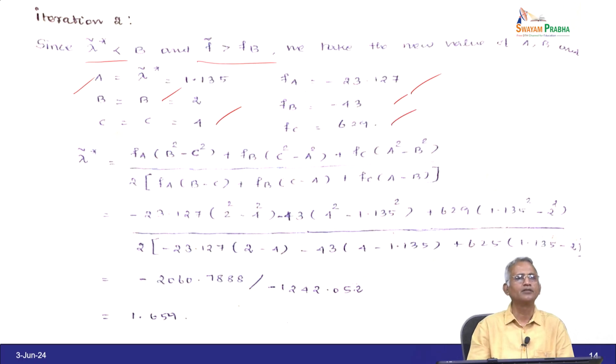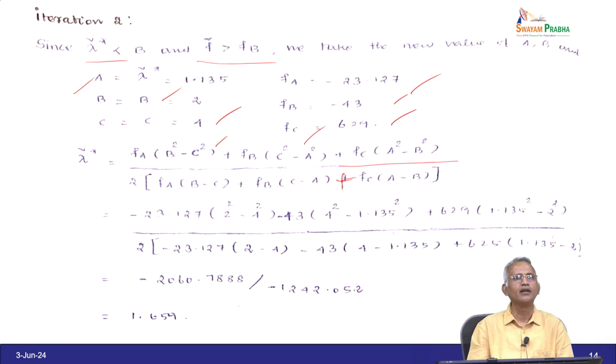Now, lambda star tilde is equal to FA into B square minus C square, plus FB into C square minus A square, plus FC into A square minus B square, and then divided by 2 into FA of B minus C plus FB into C minus A plus FC into A minus B. You know all the data, substitute it.